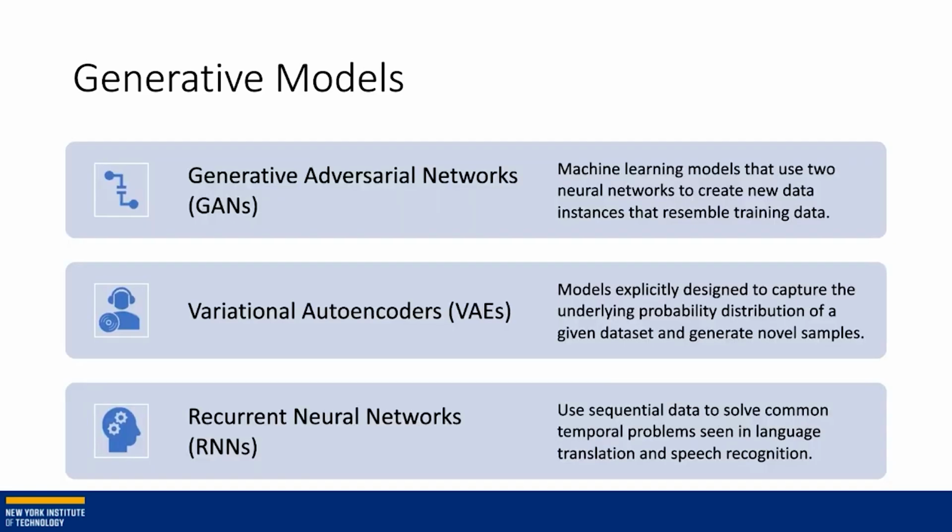There are three generative models. So there's GANs, VAEs, and RNNs. So we have the generative adversarial networks, which are machine learning models that use neural networks to create new data instances. There's also the variational autoencoders, or the VAEs, and these models are designed to capture underlying probability distribution for a given data set and generate novel samples. And there's recurrent neural networks. So this is using the sequential data to solve common problems, seen in language translation as well as speech recognition.